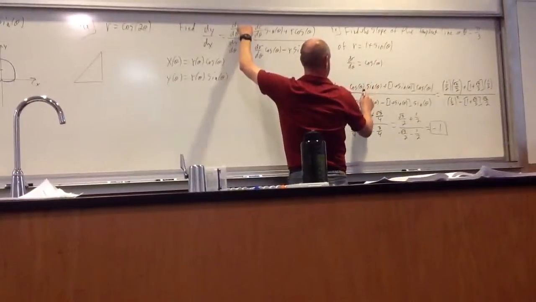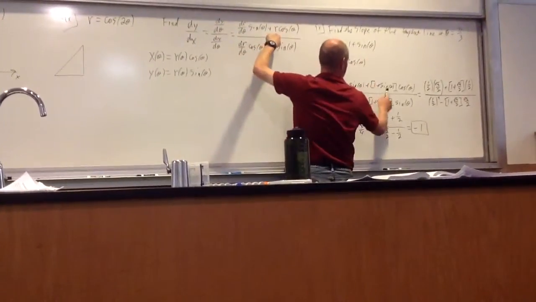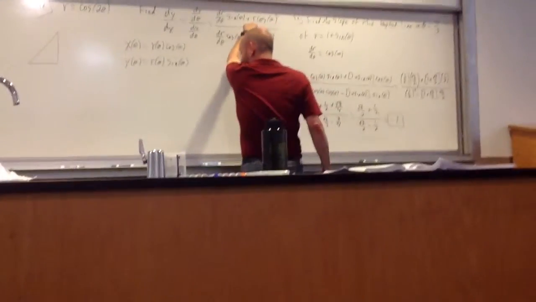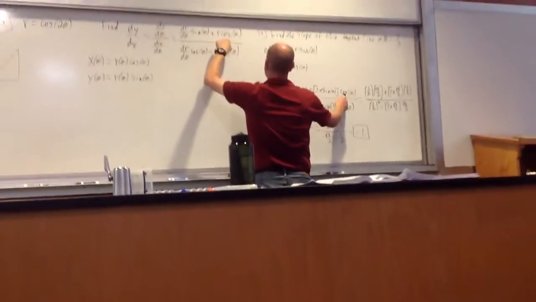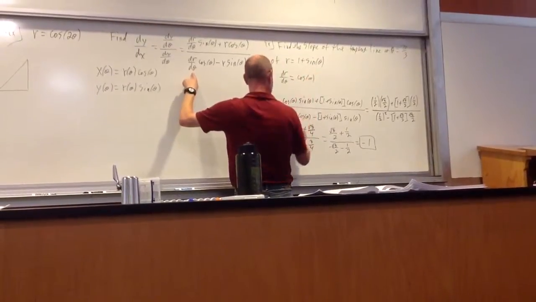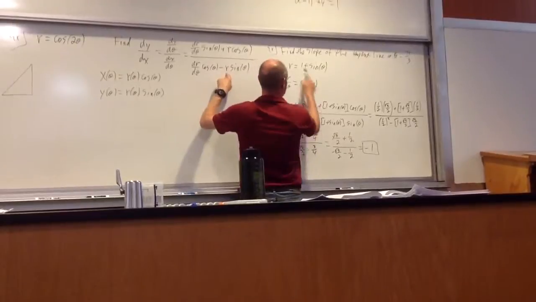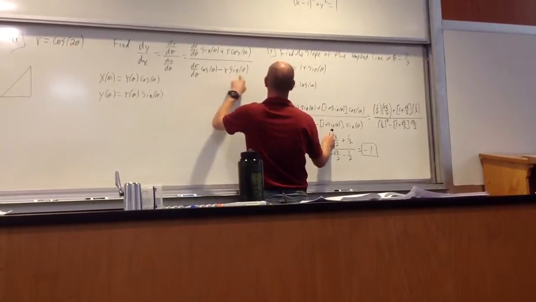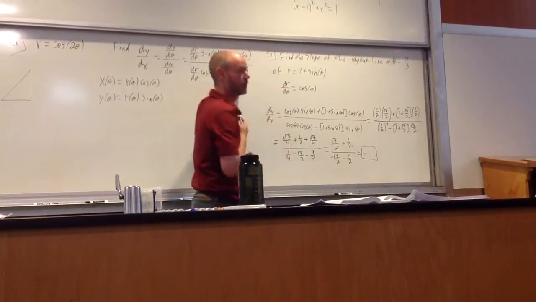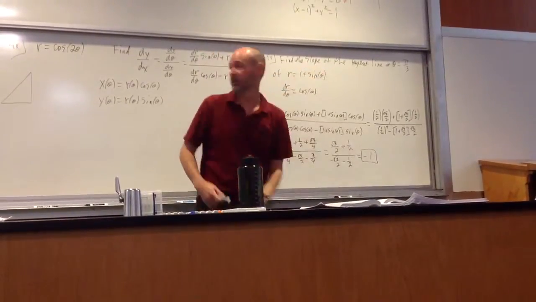dr/dθ is sine of theta plus r cosine theta, over dx/dθ, which is cosine theta times cosine theta minus r times sine of theta. Now I know theta equals pi over 3.